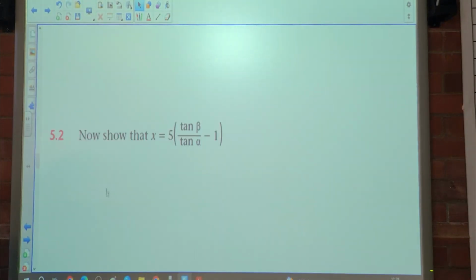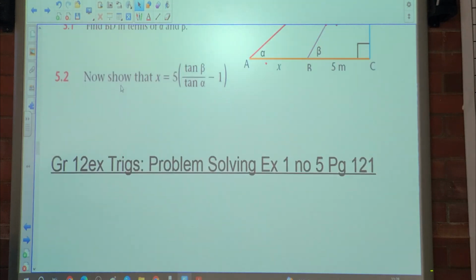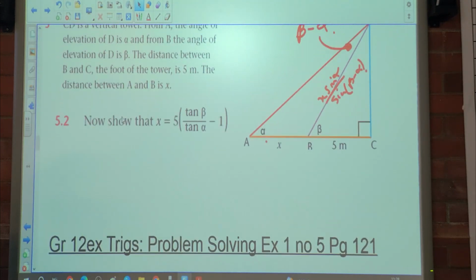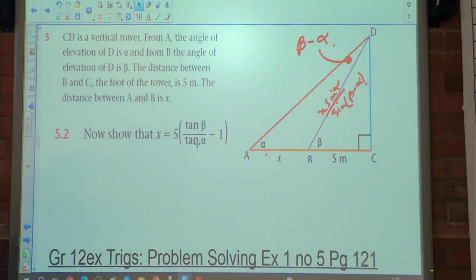Right, let's look at the next question. Now show that x is 5 into tan beta over tan alpha minus 1. X, where's the x? There's the x.